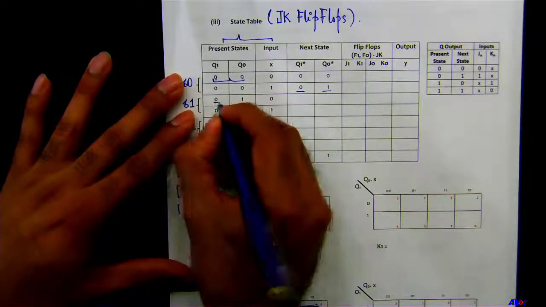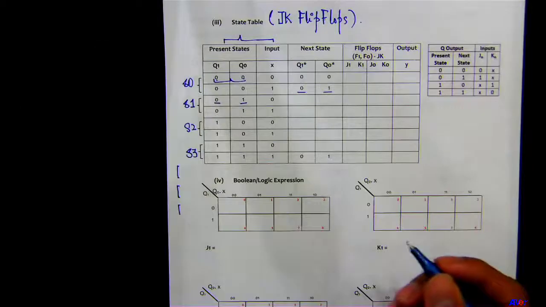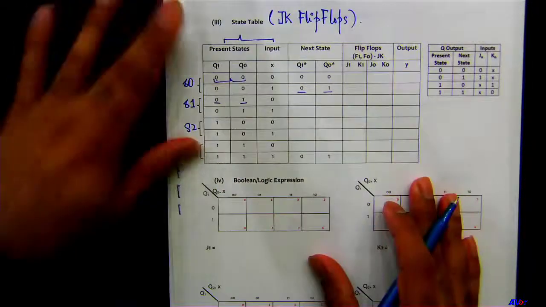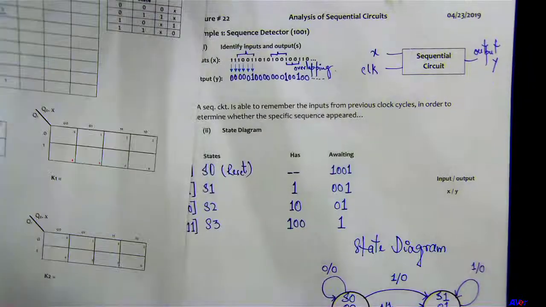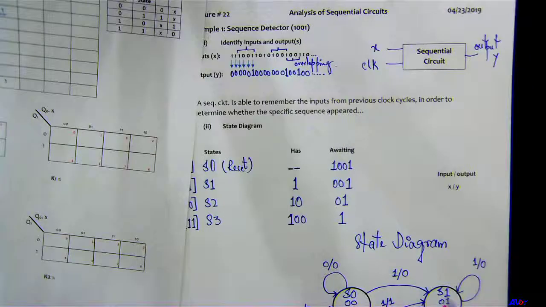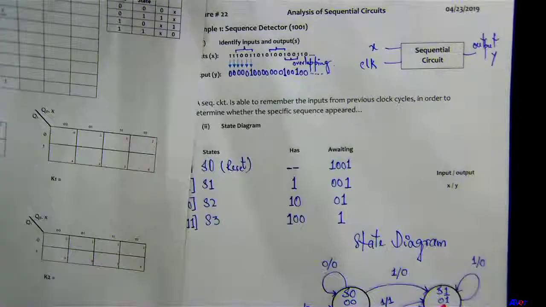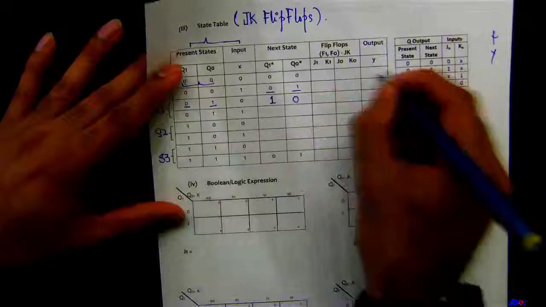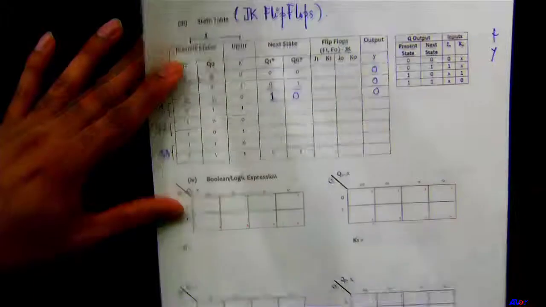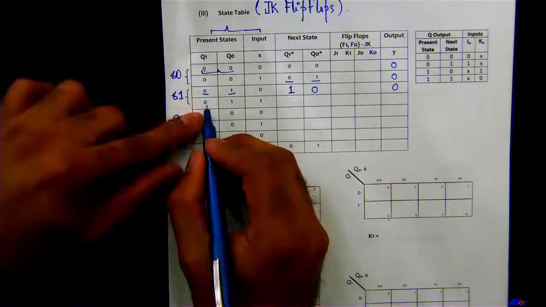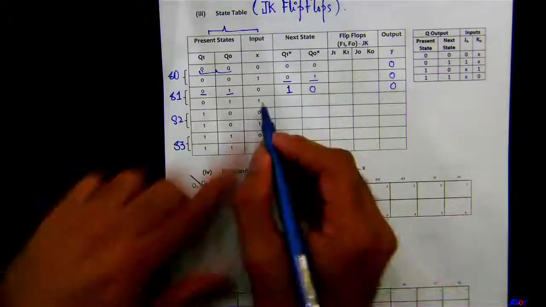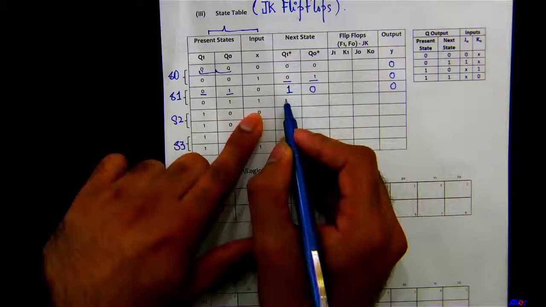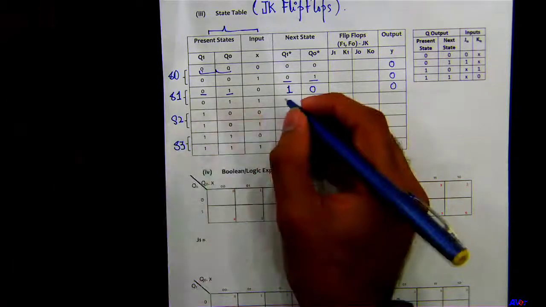Now the present state is 0, 1, which means 1 has been detected. 0 comes in. What would be the next state? 0 input. It goes from S1 to S2, which is 1, 0. The output is 0, 0, 0 here. If the present state is 0, 1, which means 1 has been detected, and then the input comes in as 1, what would be the next state? 0, 1, right? We'll stay there.